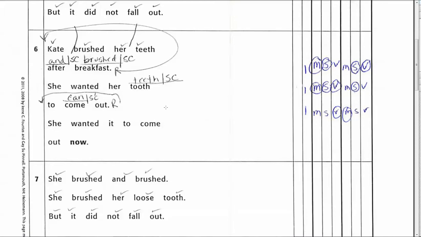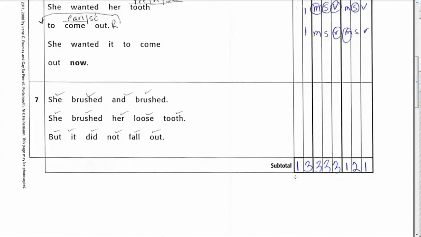So, let's move to the next point of error. She wanted her teeth to can. Does that sound right? No. Does it make sense? No. Are there any visual similarities? Yes. And so, what possibly made the student go back is meaning. They use meaning to say, to can does not make sense.